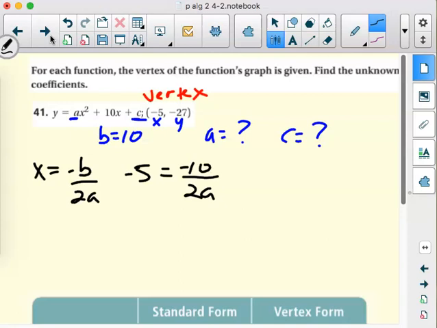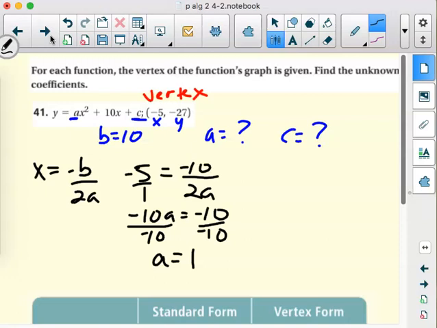In fact, if we put a 1 underneath here, we can use that as a proportion and we can cross multiply. This problem's almost done. This will give us a negative 10a equals negative 10. We'll just divide both sides by negative 10. And we just found a. A is 1.